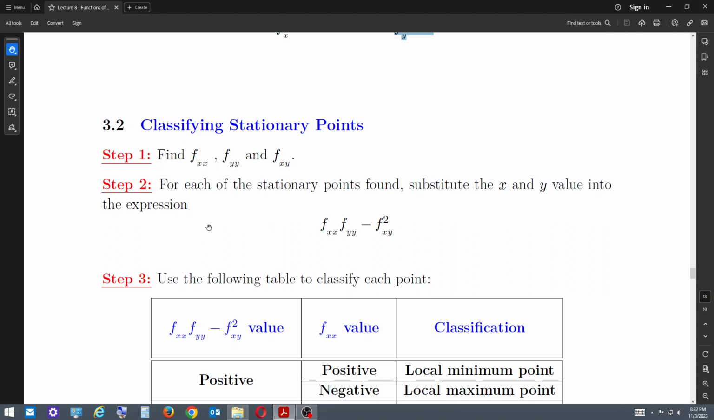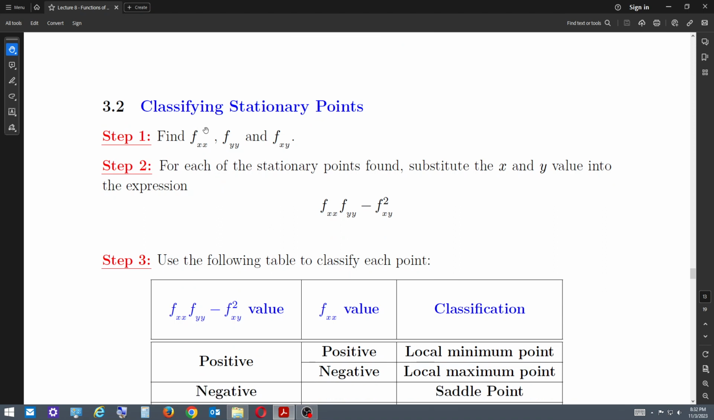Now, to classify stationary points for a function of two variables, we need to find the second partial derivatives. So the second partial derivative with respect to x, the second partial derivative with respect to y, and the second partial derivative with respect to x and y. Because these functions are continuous, it does not matter whether this one is the derivative with respect to x then y, or y then x. They will both be the same value.